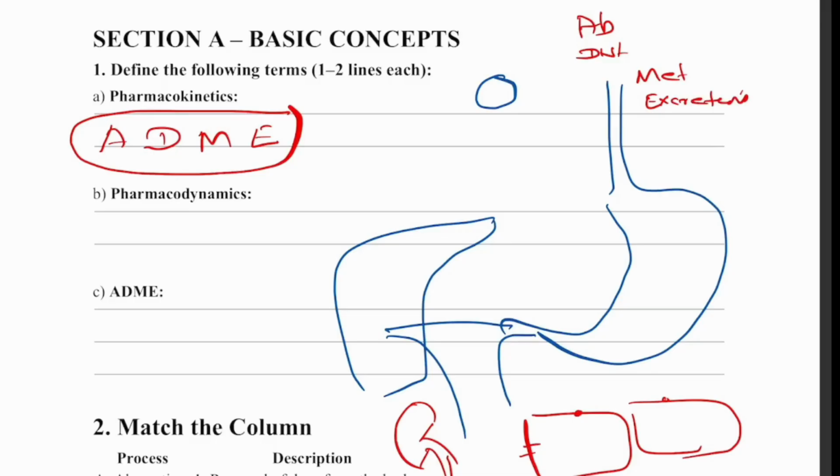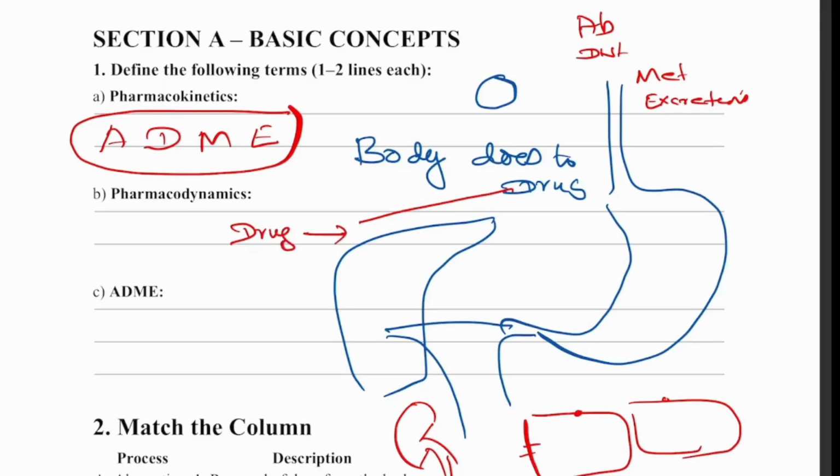So pharmacokinetics is what the body does to the drug, whereas pharmacodynamics is what the drug does to the body. So that is a fundamental difference between pharmacokinetics and pharmacodynamics. Hope it is clear to you.